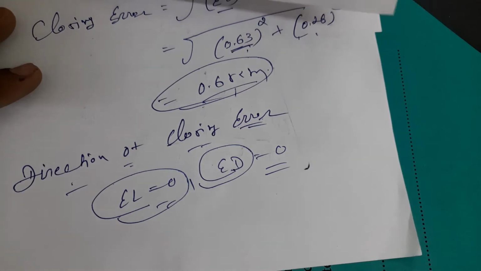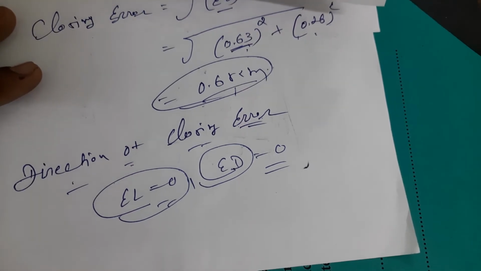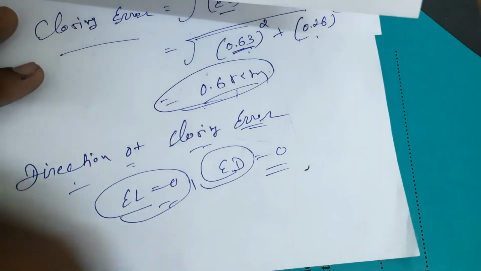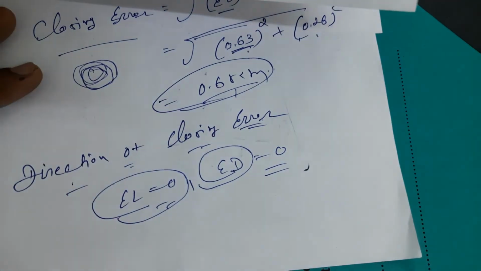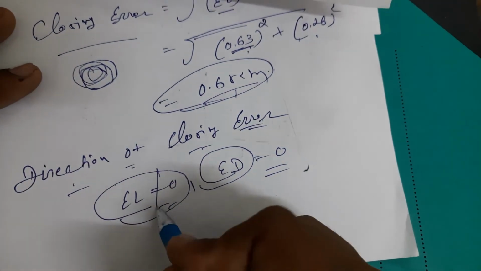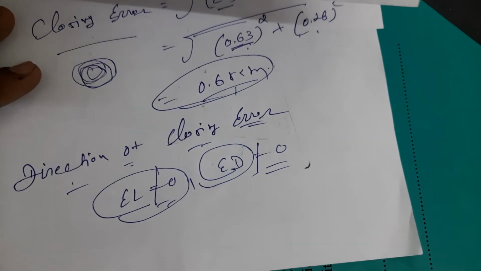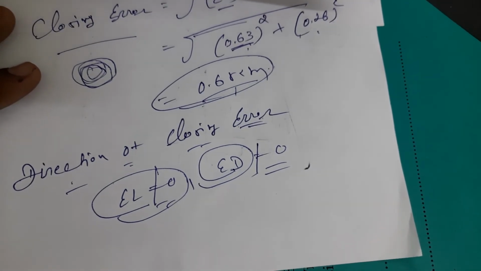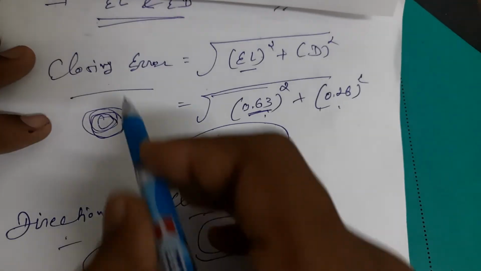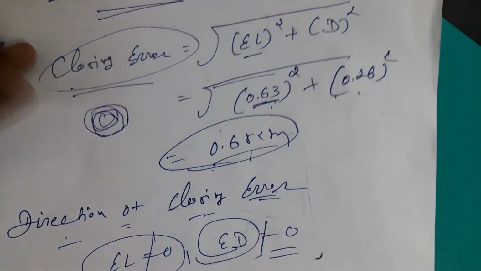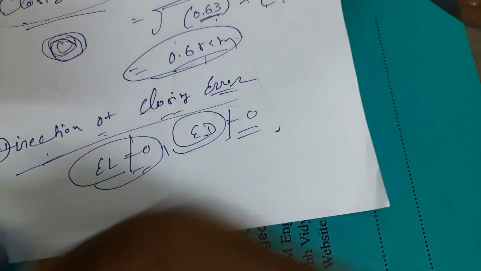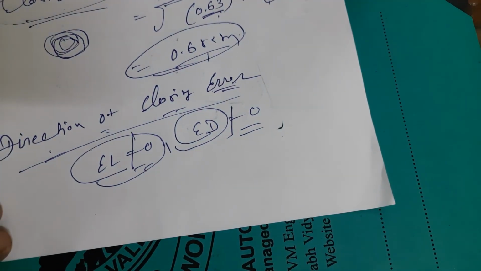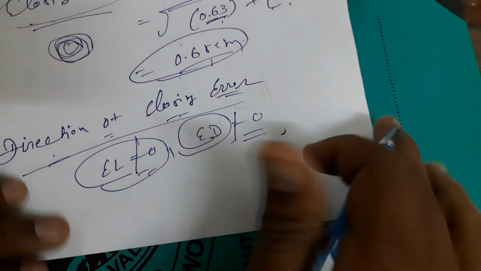So that means there is no closing error. We don't need to find the closing error, because it is a coincidence, so there is zero error. But if the sum of the departure and the sum of the latitude are non-zero, then we need to find the closing error. Now you understand when we need to find it. After finding the closing error, we need to find its direction, and for that there is an equation.